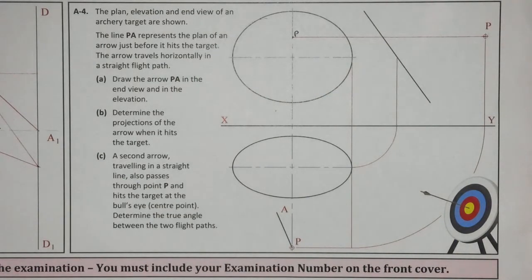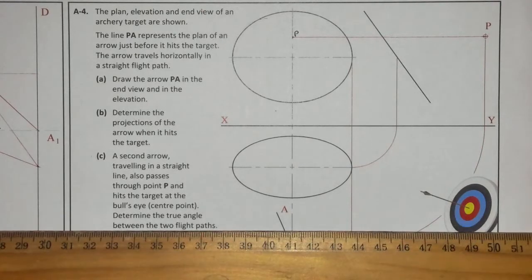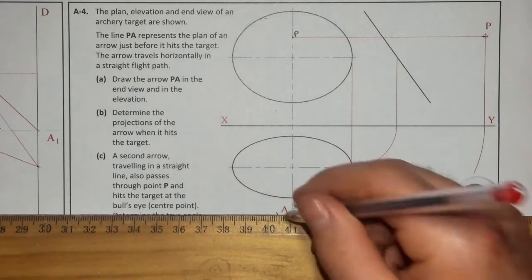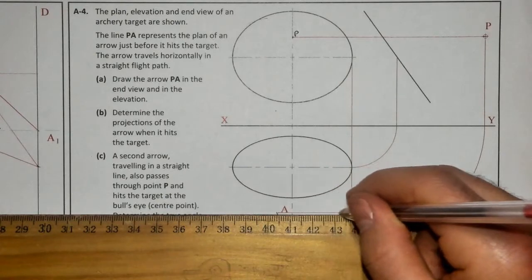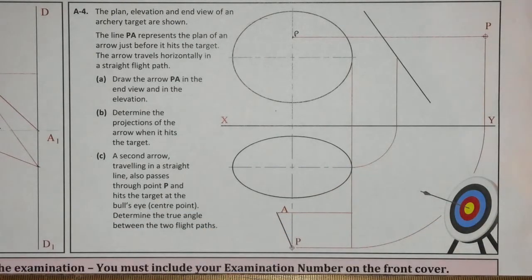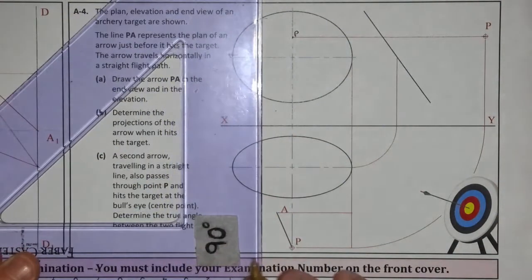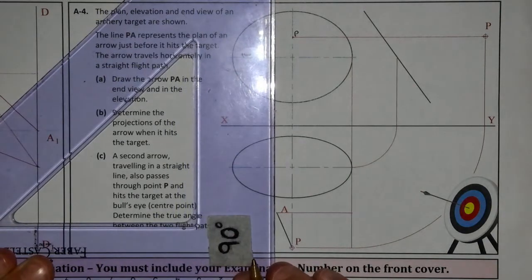It says draw the arrow PA in end view and elevation, okay, so this isn't actually too hard. So for my end view, I'm going to project that across to here. For my elevation, I know it's going to be, work out the height of it in a minute. It's actually the same height, what am I saying?